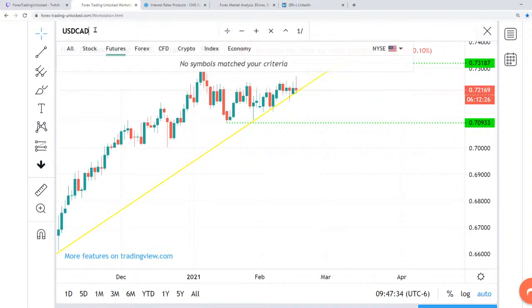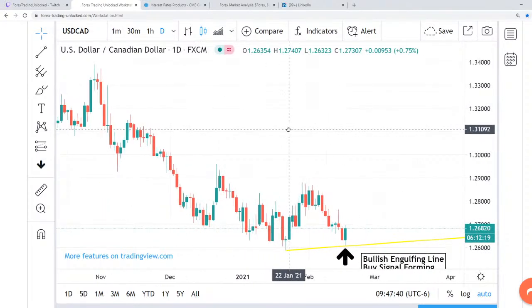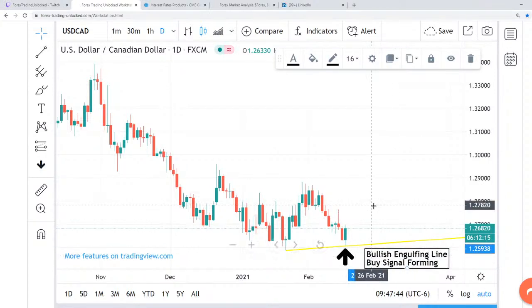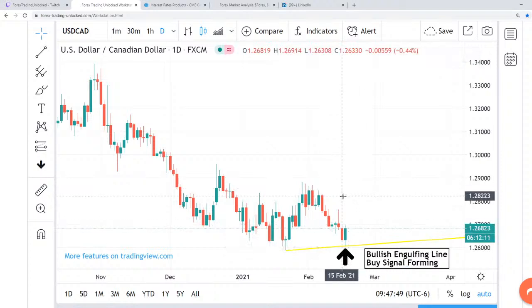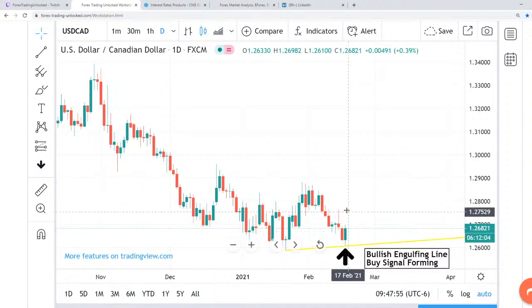Now let's look at the US dollar Canada. Another oil-driven trade here. Well, what do we have here? We have a potential bullish engulfing line forming. This has not formed yet, but look at this right here, guys. Okay, so if the market closes above $1, what is it right now? It's trading at $1.2682.